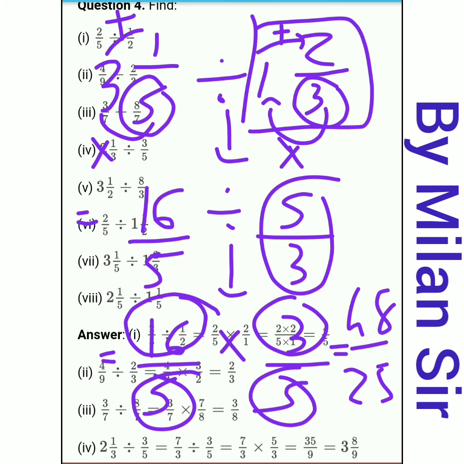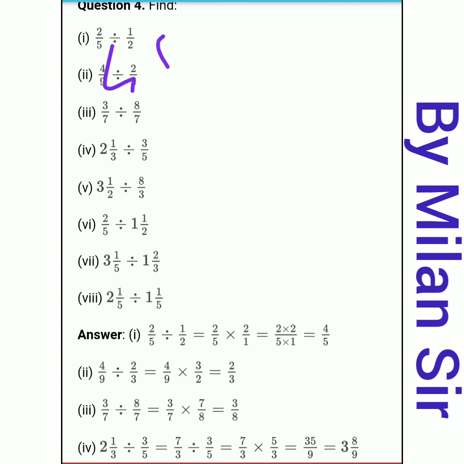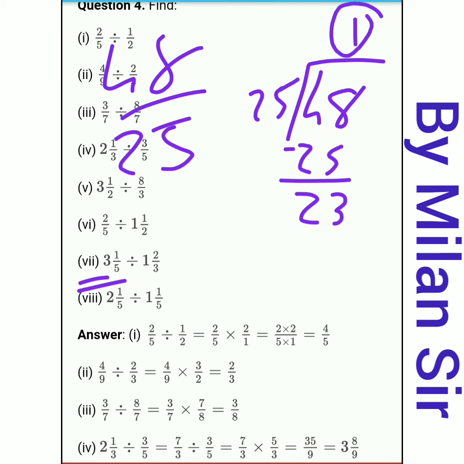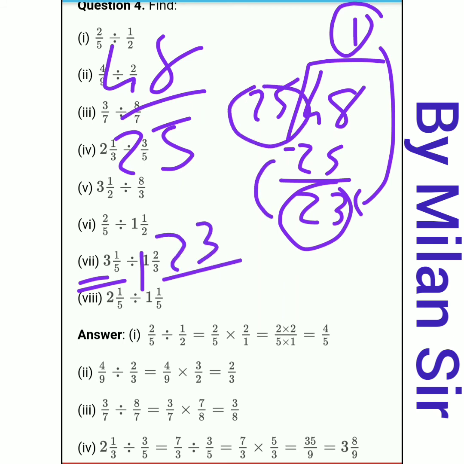So 48 by 25. Here the numerator is greater than the denominator, so this is an improper fraction, so we can convert it into a mixed fraction, right? 48 divided by 25, 25 ones are 25, remainder 23. So the answer is 1 integer, with remainder 23 as numerator, 23 by 25.